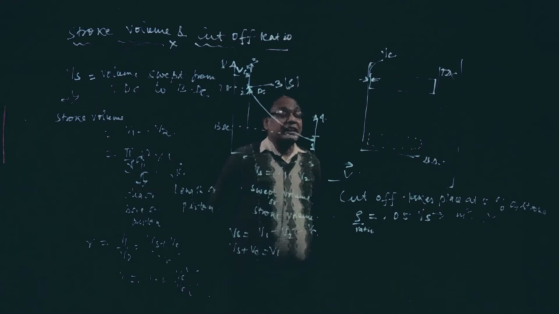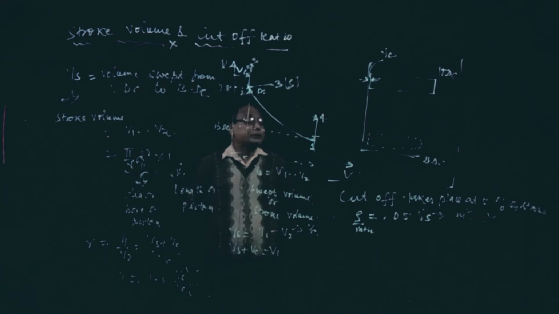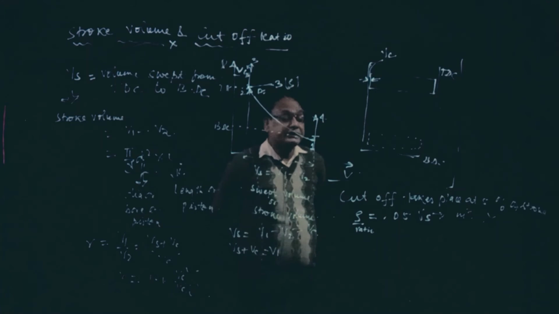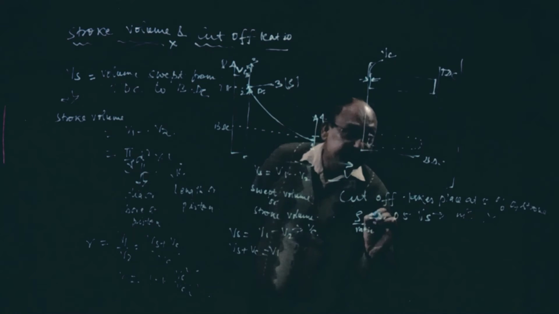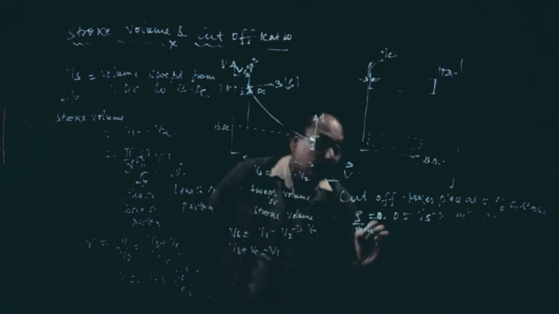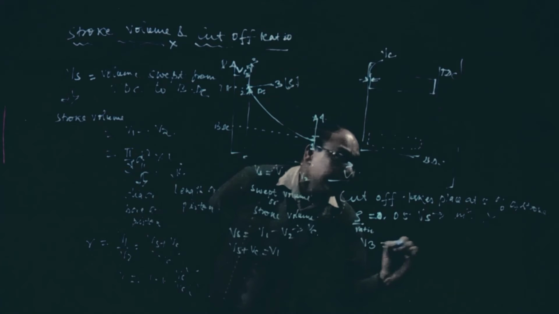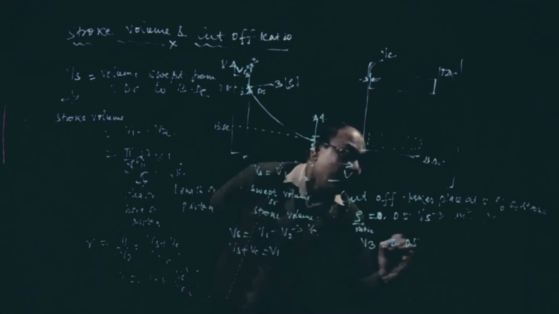Simply, students are doing this: cutoff takes place at 5% of stroke, which means rho is equal to 0.05 of Vs. But this statement is itself wrong. This should not be used. What we have to do? Cutoff ratio is V3. So V3 will be equal to 0.05 of Vs.